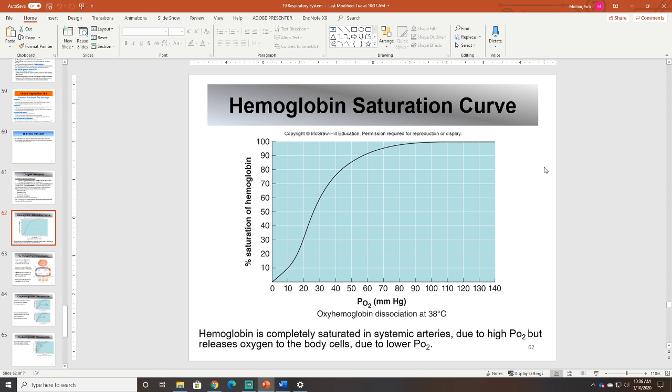And this is one of the reasons you don't pass out immediately when you hold your breath. If the partial pressure of oxygen in the blood and the percent saturation of hemoglobin plummeted, if this curve plummeted, then you would pass out. But because the percent saturation of hemoglobin remains high, even as we slightly decrease the partial pressure of oxygen, you still have plenty of oxygen to use.